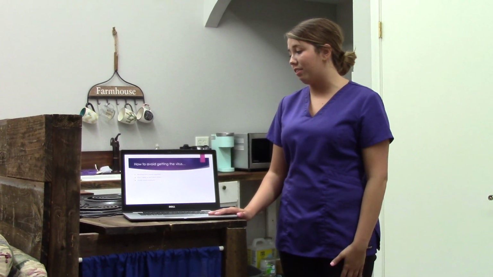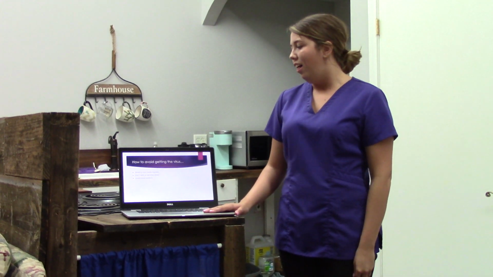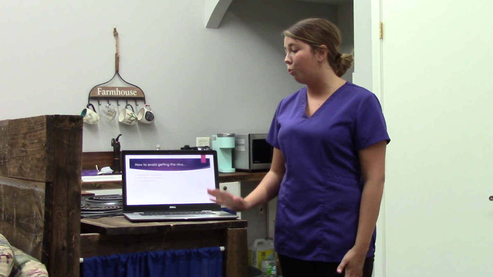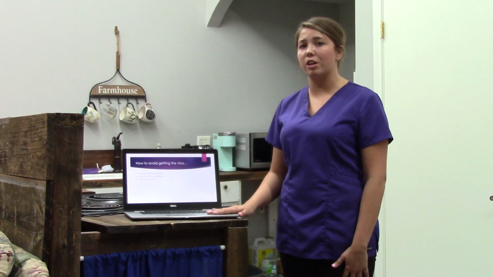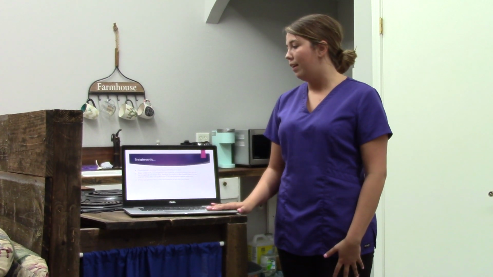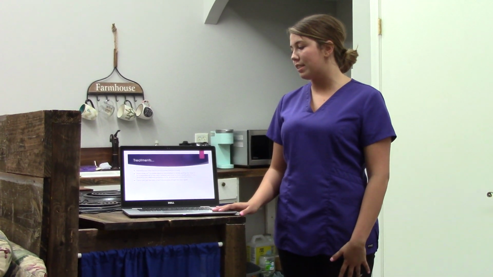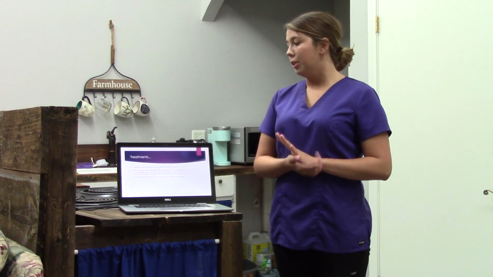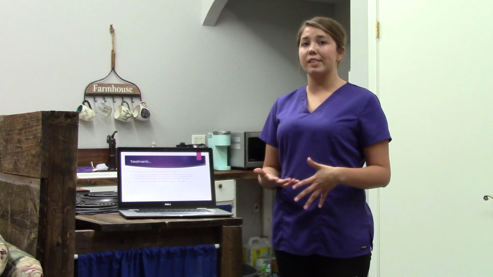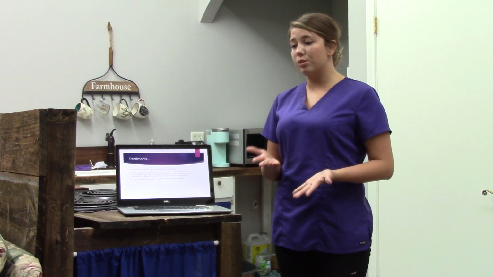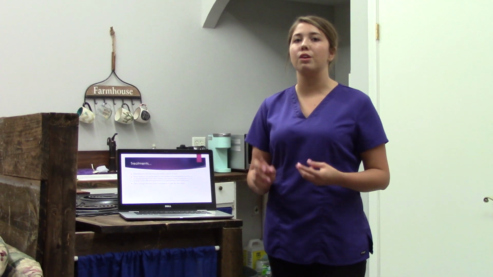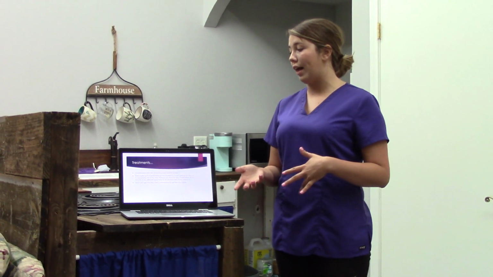How to avoid getting the virus: wash your hands regularly, don't drink or eat after one another, and avoid close contact with each other. Treatment: parainfluenza virus mainly has to run its course. There are no medications or vaccinations to avoid getting the virus or to completely rid your system of it. You can take medications just to relieve symptoms, whether it be fever or coughing.